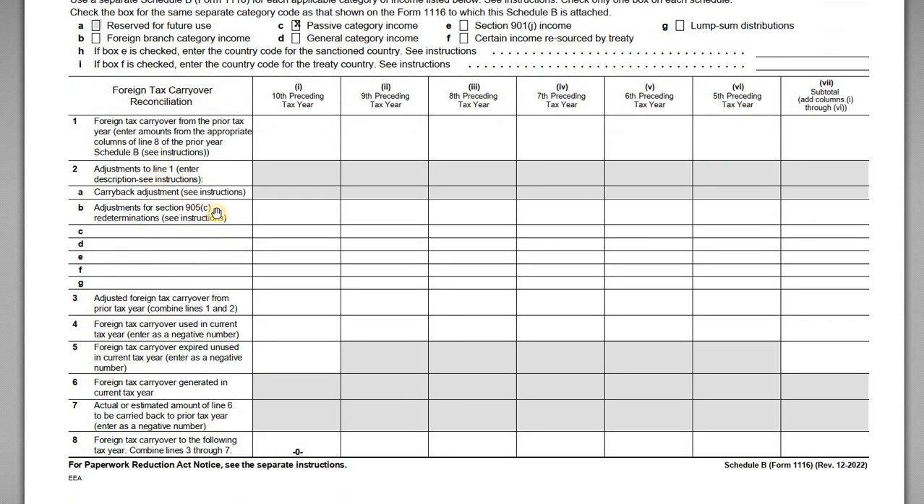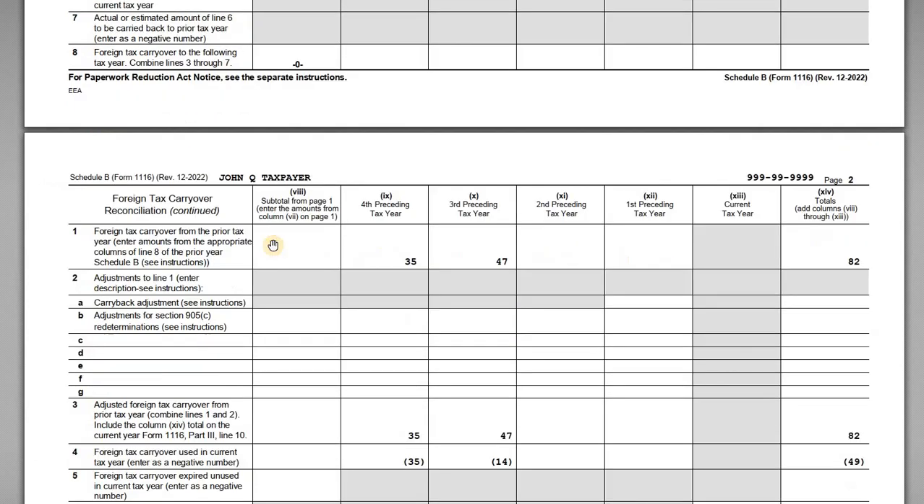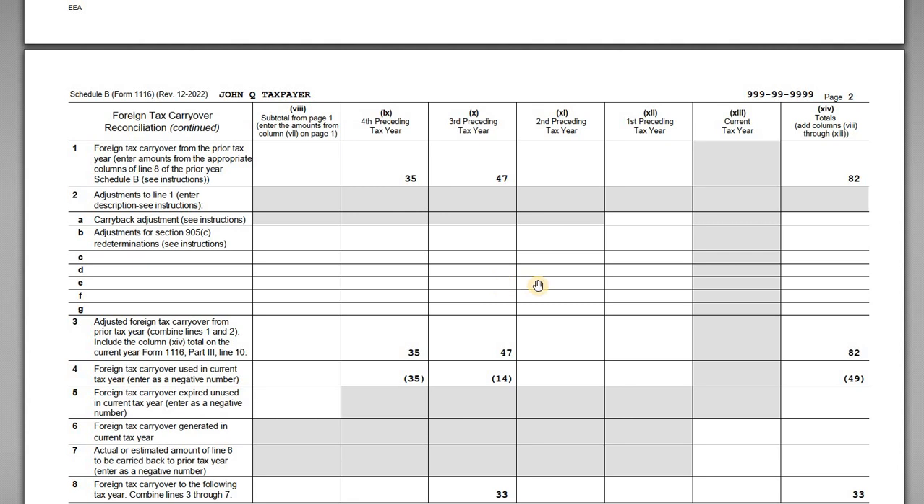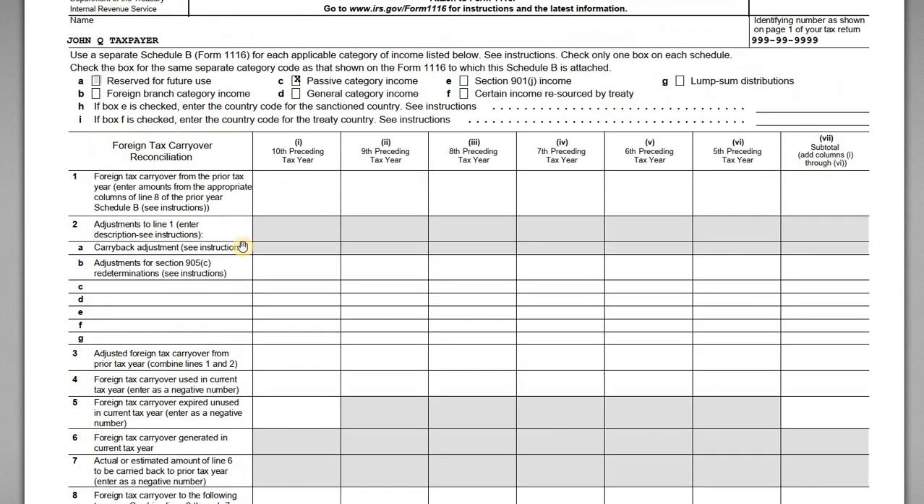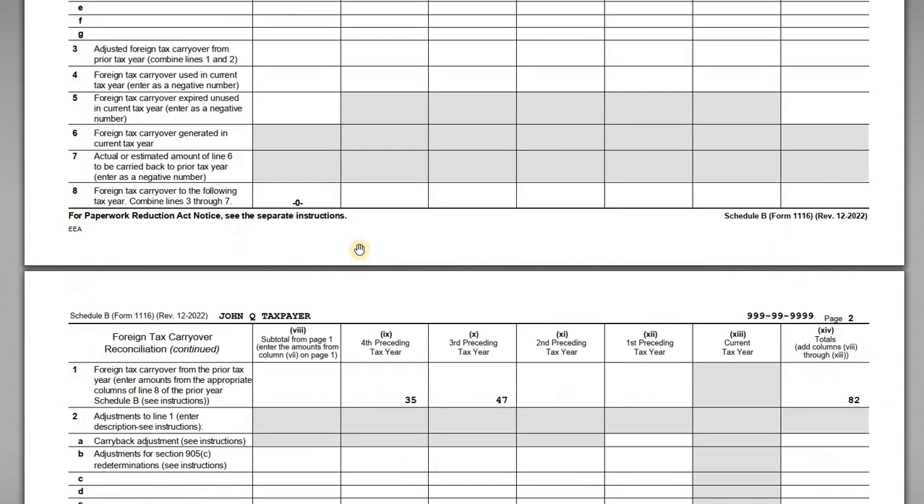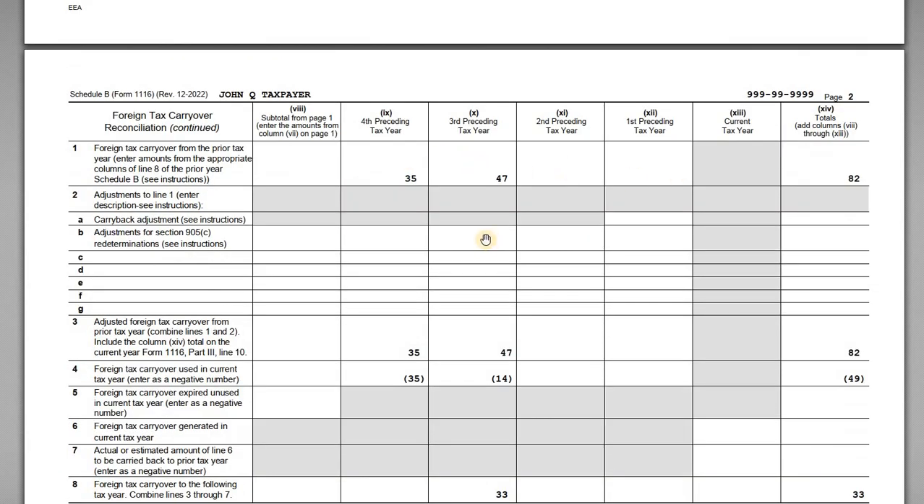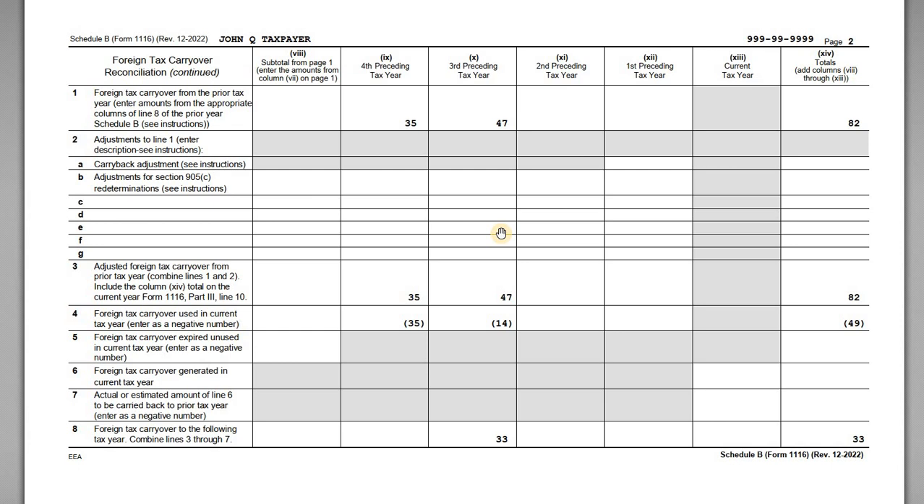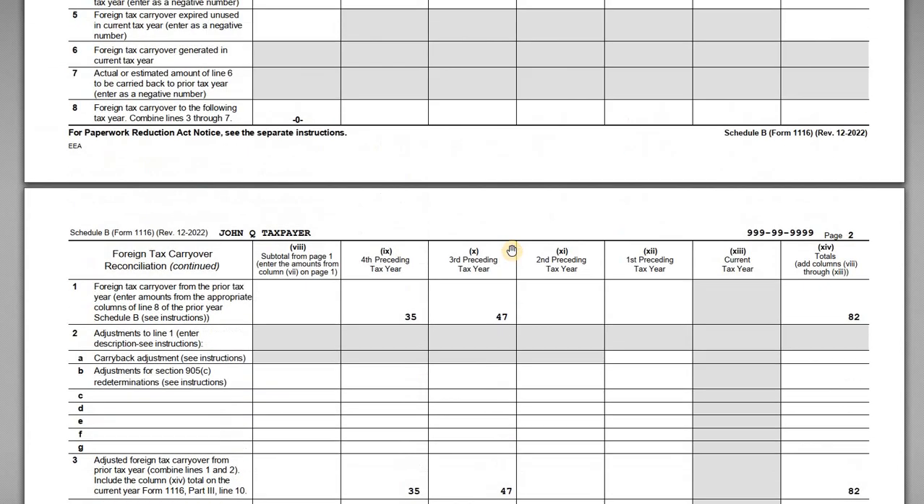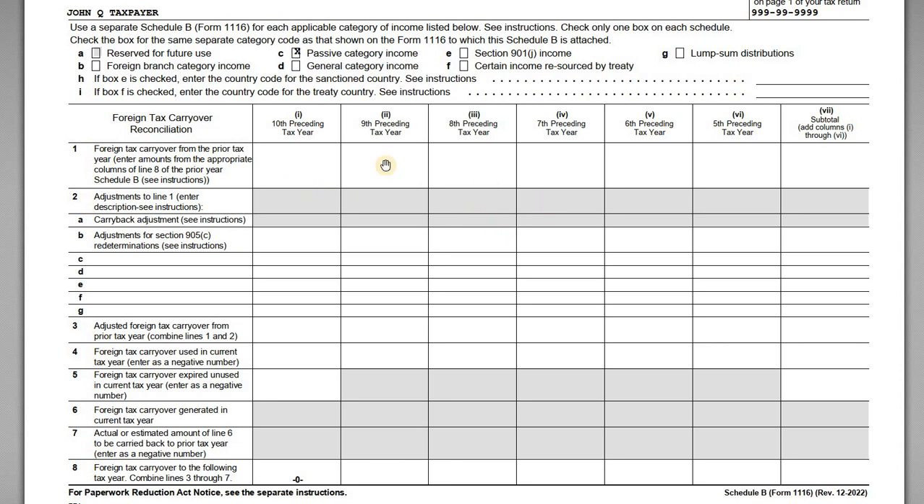The foreign tax reconciliation is 2 pages, and think of it as moving left to right, where if you put them next to each other, it'd be one long page. The reconciliation, again, if you move left to right, starts with the 10th preceding tax year, 9th, 8th, and so on, and it gets down to the 4th, 3rd, 2nd, and 1st. Why is that? It's because foreign tax credits expire after 10 years. So we're tracking them on a 10-year rolling basis, and you track them based on the year that you paid the tax, and those are separately stated in each column.